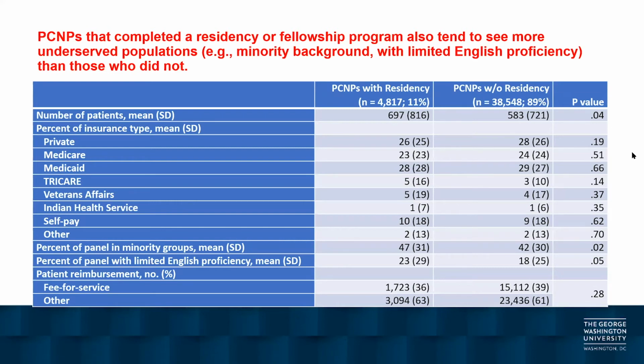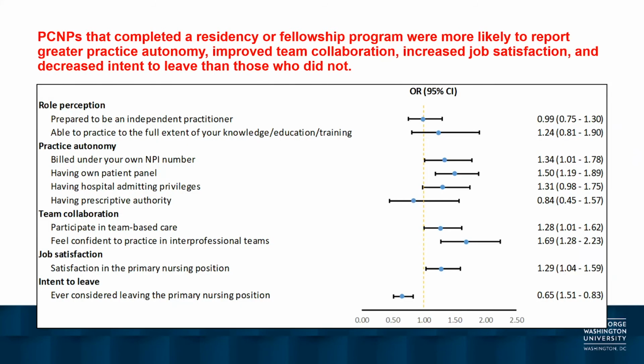Next, please. And we also analyzed the patient panel characteristics using a subsample of NPs who reported having their own patient panel. So PCNPs with residency training reported more patients in their own panel, and they also tend to see more underserved population with minority background and with limited English proficiency than those without. So this figure shows the odds ratio and 95% confidence interval from the logistic regression on each of 10 outcome measures under the 5 domains we identified.